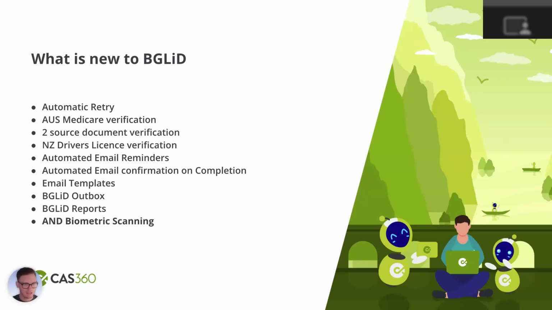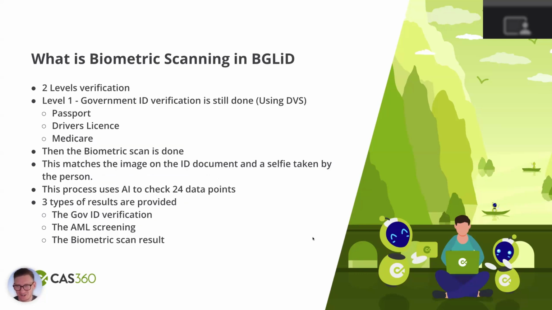So you can run a listing report and get a list of all of your IDs that have been verified and things like that as well. And the last one, biometric scanning. So let's talk a little bit about biometric scanning in BGLiD, because this again is a really powerful feature and a really powerful way of verifying IDs for your clients.